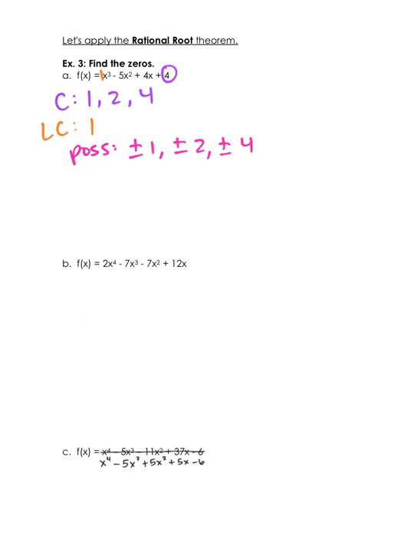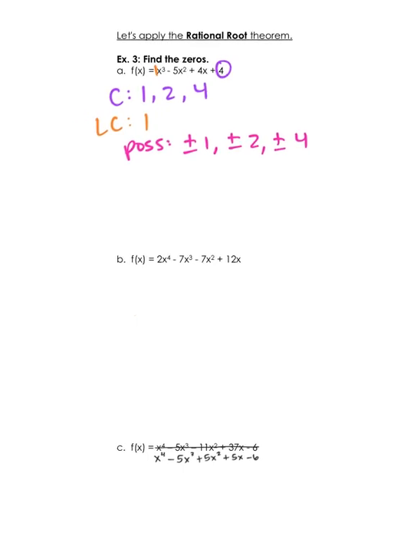So I usually like to just start with 1, just to see what's going to happen. So I'm going to start off with 1 in my synthetic division. My coefficients are 1, -5, 4, and 4. So let's see. Now, in order for this to be a 0, my remainder is going to need to be 0.